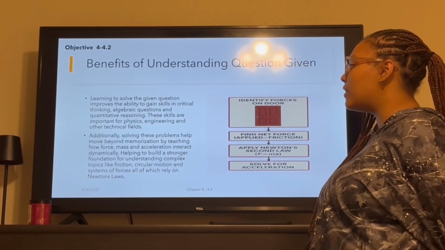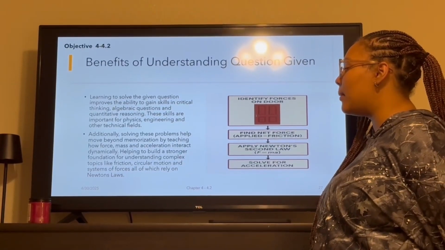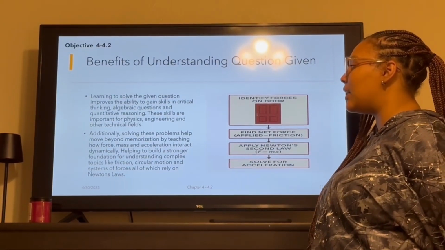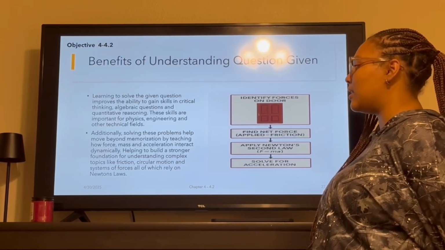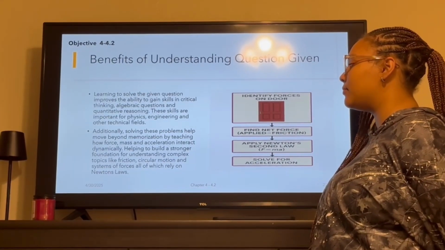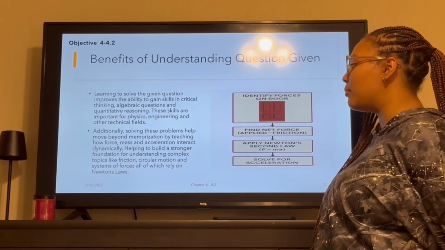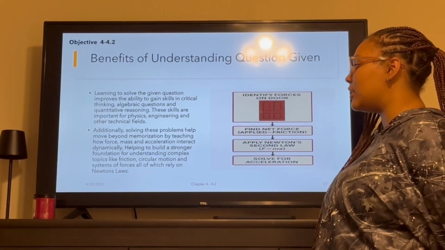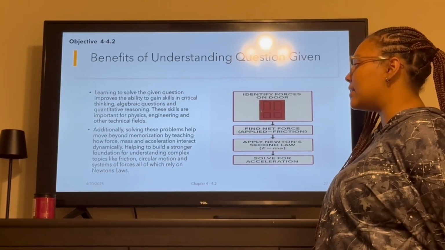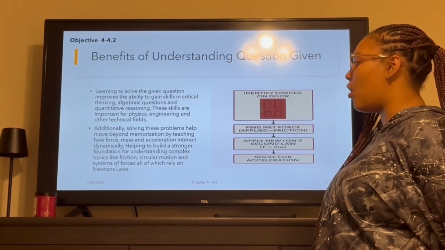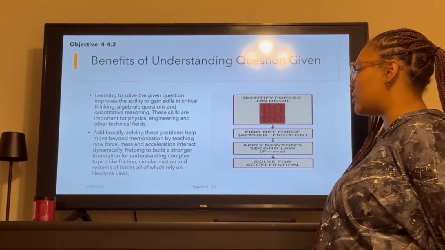Additionally, solving these problems helps move beyond memorization by teaching how force, mass, and acceleration interact dynamically, helping to build a stronger foundation for understanding complex topics like friction, circular motion, and systems of force, all of which rely on Newton's laws.